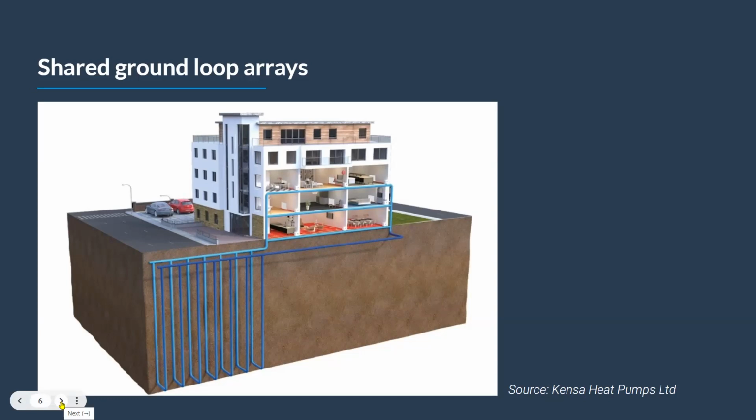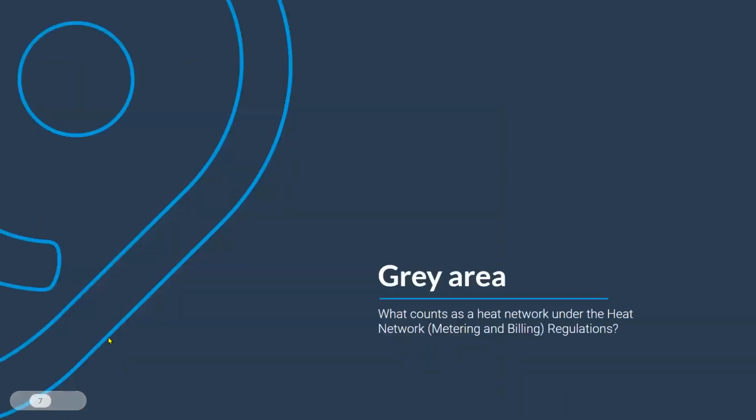Okay, so we've covered three types of networks. We've got one, heating networks with only centralized generation of heat, two, ambient loop networks, and three, shared ground loop arrays. So moving on to this gray area that I mentioned at the beginning, we're going to look at the definition of a heat network in the metering and billing regulations. You might think that traditional heat networks, ambient temperature heat networks, and shared ground loop arrays would all be considered heat networks under the regulations, given that the system is ultimately a network of multiple homes where the primary objective is to deliver heat. Fortunately, it's not that simple.